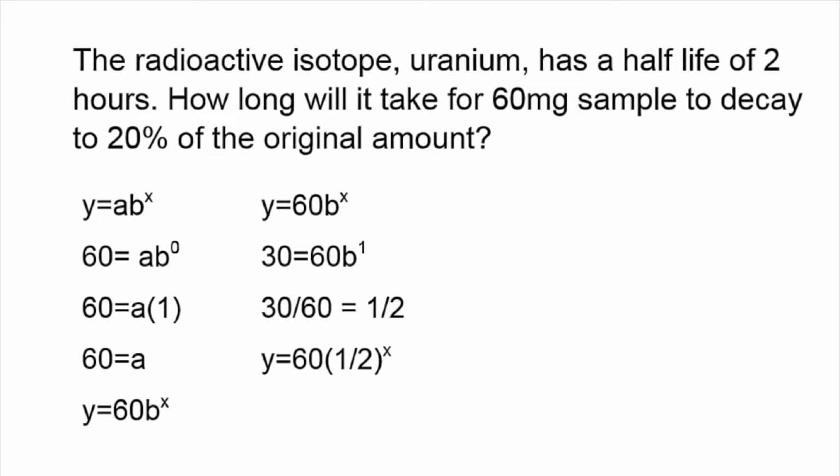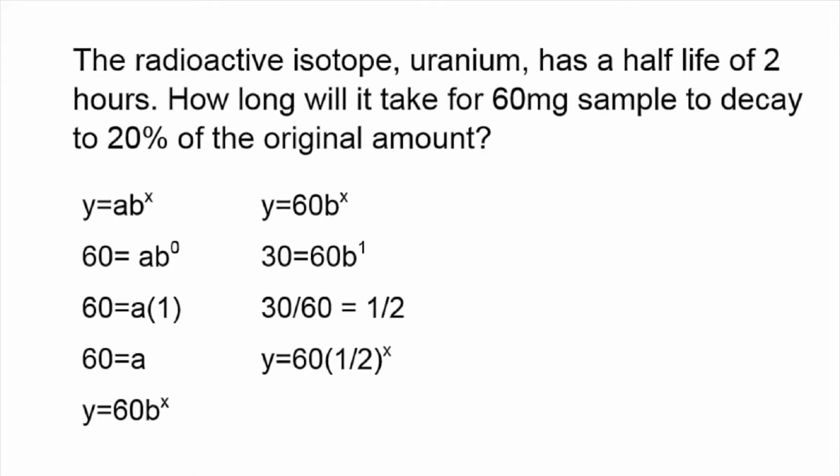So 30 divided by 60 is going to be equal to 1/2. So your b value is 1/2, and your equation is y equals 60 times 1/2 to the power of x. Now solve the question of how long it will take for a 60 milligram sample to decay to 20% of the original amount.